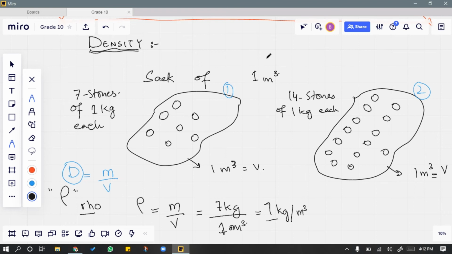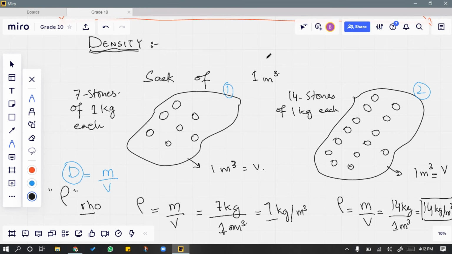Coming towards sack number 2, when we go with scientific terminology, your rho is equal to mass over volume again, which gives you a mass of 14 kilograms over the same volume of 1 meter cubic, which means your density becomes 14 kilogram per meter cubic. So now the density is doubled.